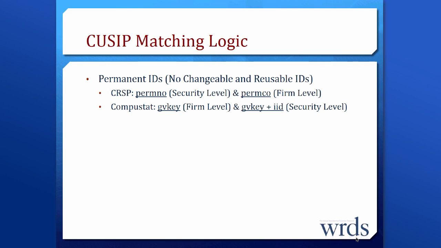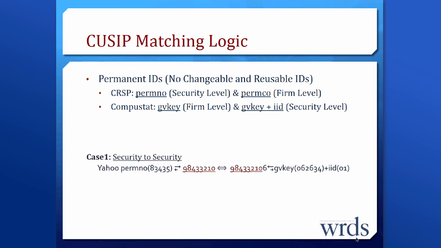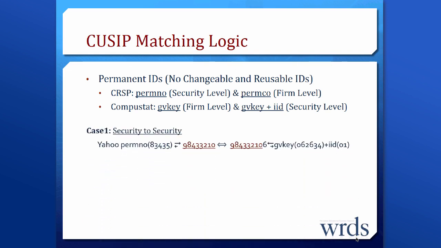And for company level, they have PERMCO, which is a permanent and non-reusable identifier for a company inside of the CRSP universe. And Compustat uses GVKEY for firm level permanent identifier. Also in Compustat, they have a secondary ID called IID. So the GVKEY plus IID actually represents a particular security for a company. So the idea is easy.